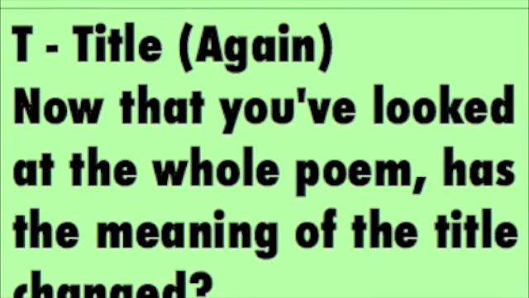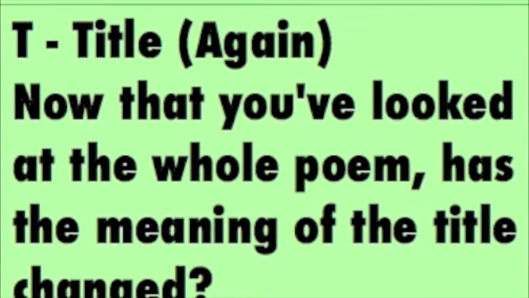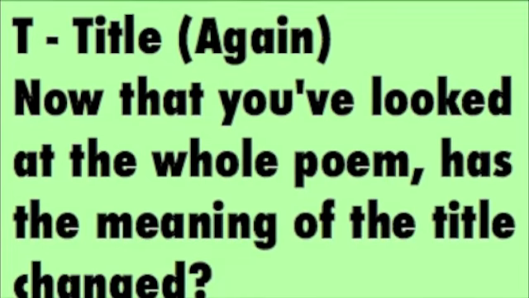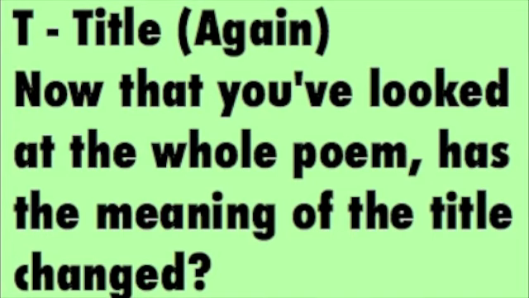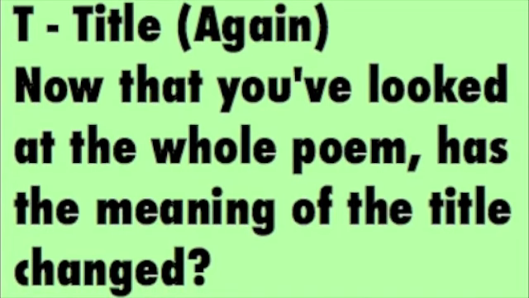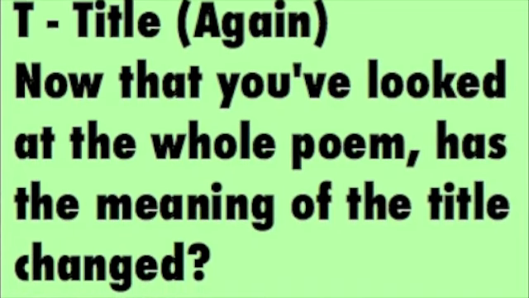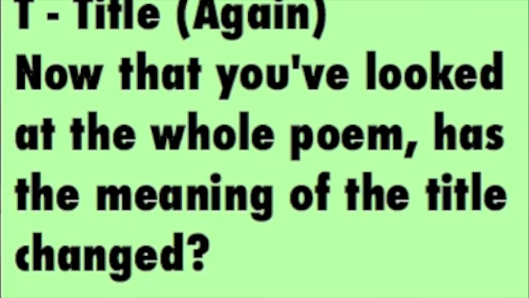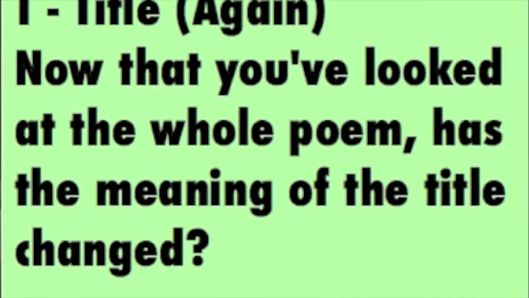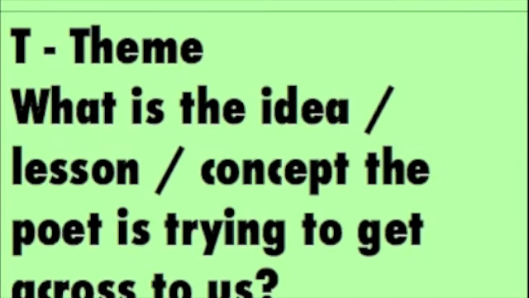Finally, you're going to want to look at the title one more time. Sometimes the meaning of the title has shifted once you get to the end of the poem, such as in Dulce Decorum Est, Latin for "It is sweet and fitting to die for one's country." And by the end of the poem, we see that the poet means that ironically, not literally. So in that case, it's important to revisit the title again.